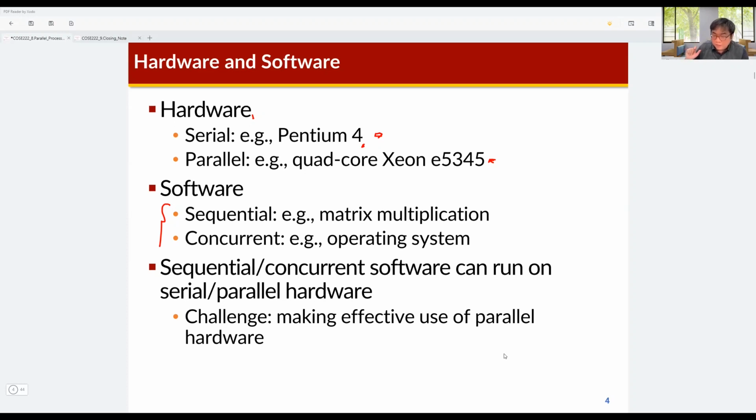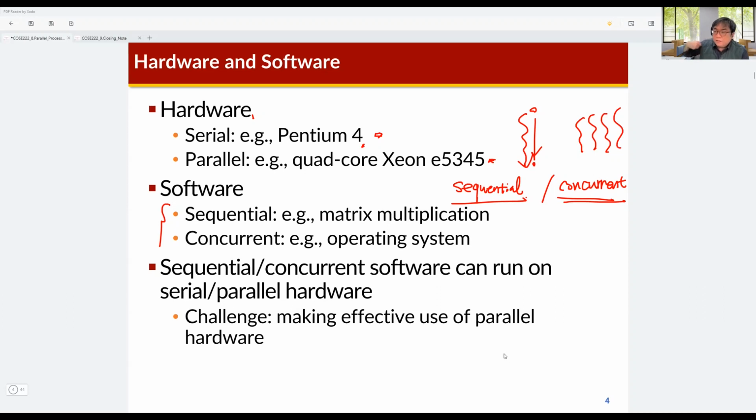may be executed sequentially, or software can be executed concurrently. So you need to distinguish sequential and concurrent. What does sequential mean? Sequential execution means that a program is executed from the top of the program to the bottom of the program sequentially. So this is a single thread application. And concurrent means that multiple threads or multiple processes are executed at the same time. For this case, we say this is concurrently executed. So you need to distinguish sequential execution and concurrent execution.